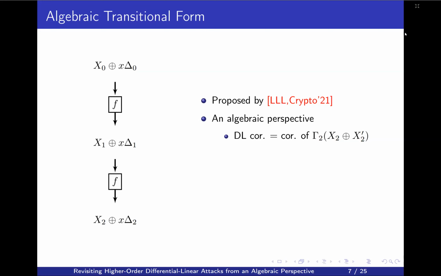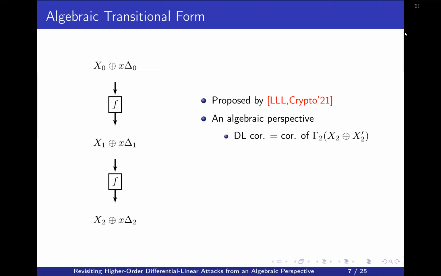To do this, Liu et al. just change the method of propagation of the difference. They introduce the algebraic transitional form, ATF. For the input, x is an auxiliary Boolean variable. When x is 0, the input is just x0. When x is 1, the input is x0 plus delta 0. That means compared to the statistical method where we only care about the difference, here we consider both the value and the difference, so it captures more information.